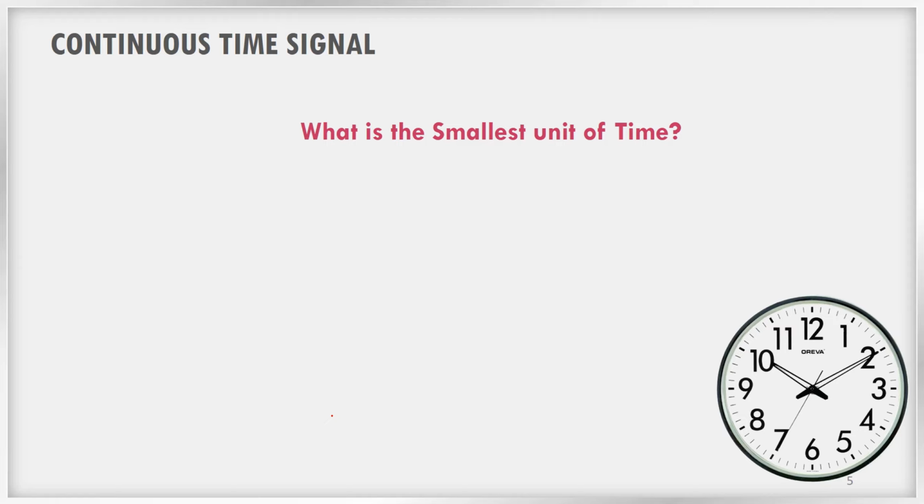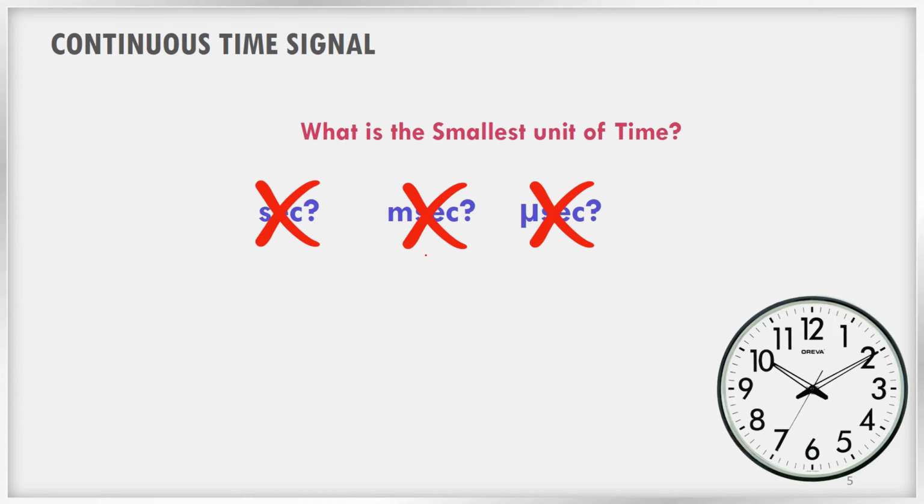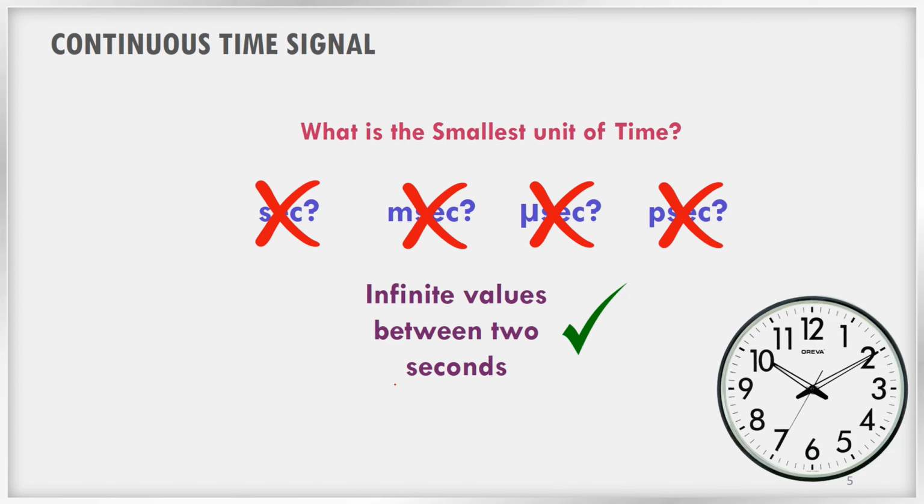So let us ask the second question. What is the smallest unit of time? Is that second? No. Is that millisecond? No. Is that microsecond? No. Is that picosecond? No. We know that there are infinite values possible between 2 seconds. That is why time is also a continuum.